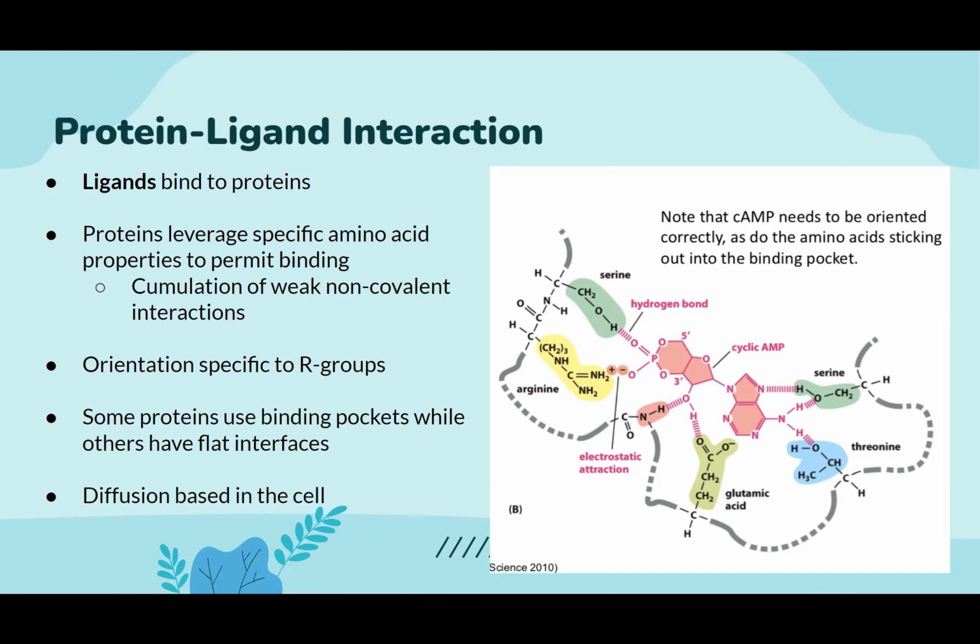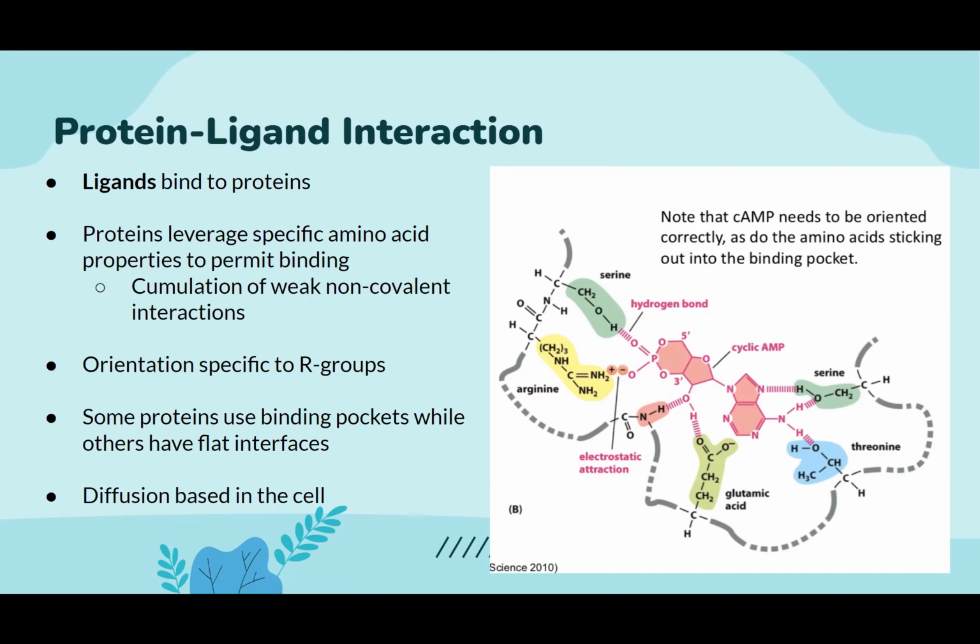So it would form hydrophobic interactions with the ligand. And because this utilizes R groups, it's orientation specific. Again, if we look at the diagram on the bottom right, you can't just flip cyclic AMP. If you took that molecule and flipped it around, the same interactions can't occur in the binding pocket. So we would say protein ligand interactions are orientation specific. And not all interactions have binding pockets. Some have flat interfaces.